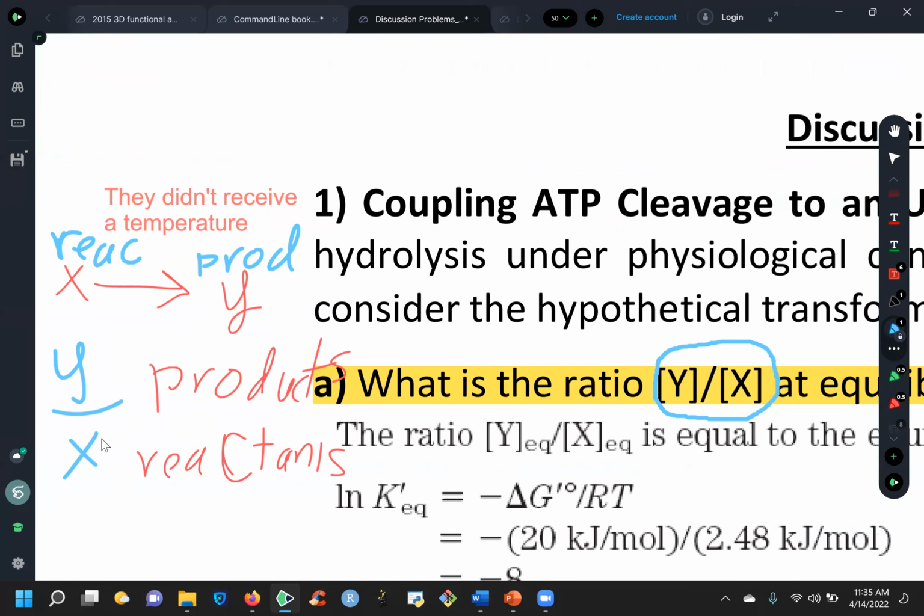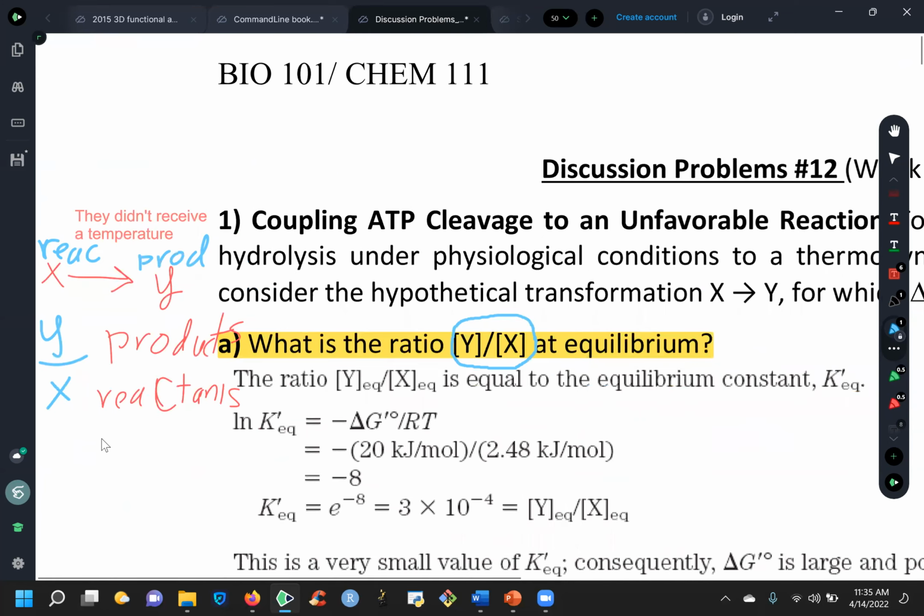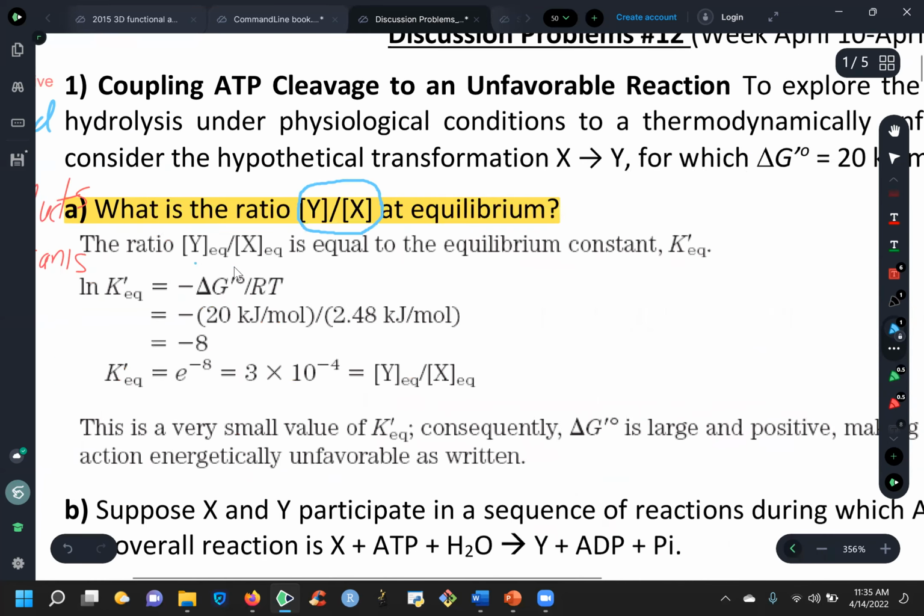Okay, and so we're going to go ahead and practice it. So here it says the ratio of Y to X at equilibrium is equal to the equilibrium constant KEQ. So this formula, you're going to have to really become comfortable with it. We have ln of KEQ is equal to the negative delta G standard divided by RT. So R is just the universal gas constant and T is the temperature in Kelvin.